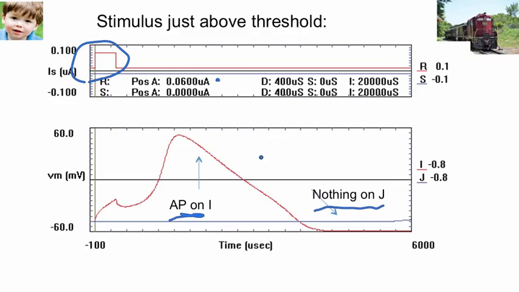So we make a little sketch. We'd say, okay, here's our fiber. Right there, we have a big action potential. Down here, we're still flatlining. Doesn't seem right, but that's what we get.